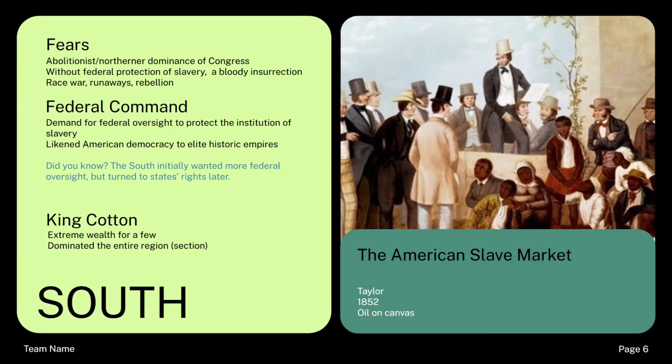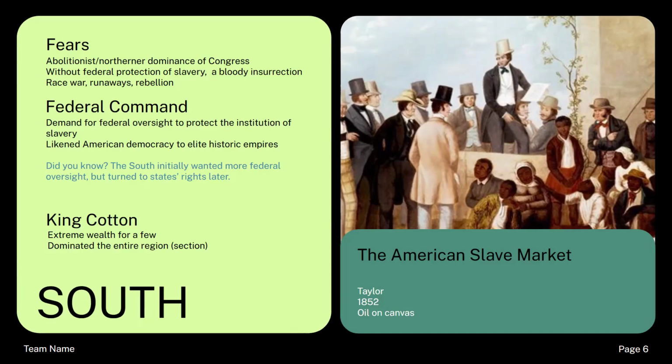They believed the federal command, right? They believed that federal oversight would protect the institution of slavery. And much like the North, they likened American democracies to elite historic empires like the Greek and Roman empires. That's because both Greek and Roman democracy systems and philosophical systems allowed for, and in many cases celebrated, the institution of slavery. Did you know that the South initially wanted more federal oversight, but turned to states' rights later?